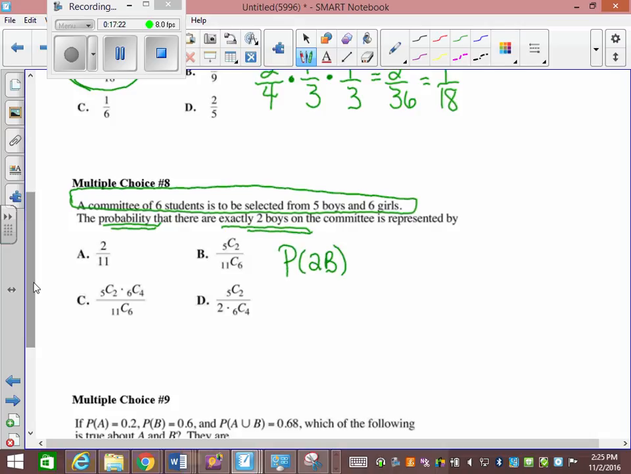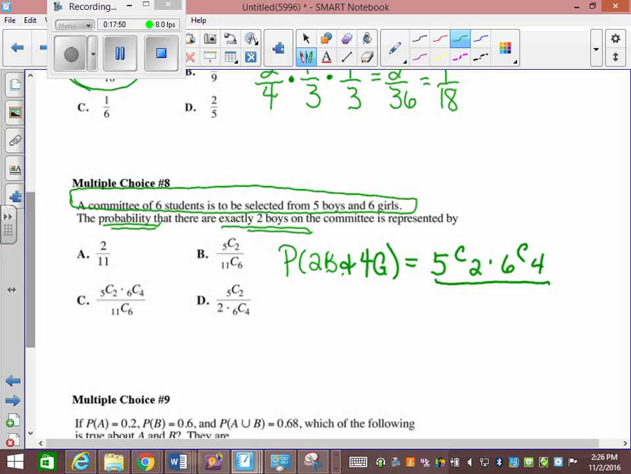So people will go probability 2 boys. And then they're going to go 5C2, which I think is B or D, both of which are incorrect. How many people do I need for the top and the bottom? 6 students. So I need 2 boys and 4 girls. So on the top, I'm going to get 5C2 times 6C4 over the bottom.